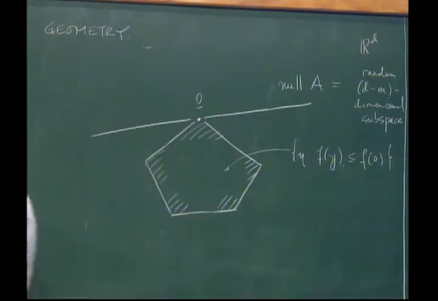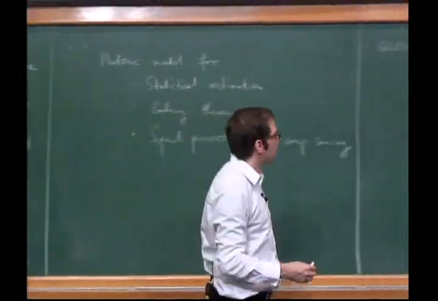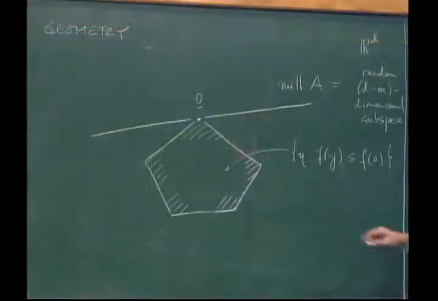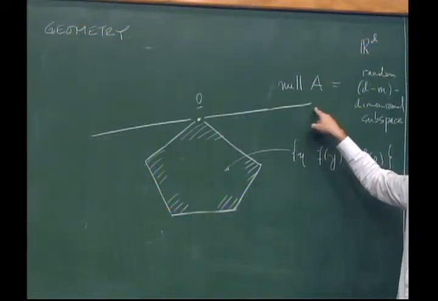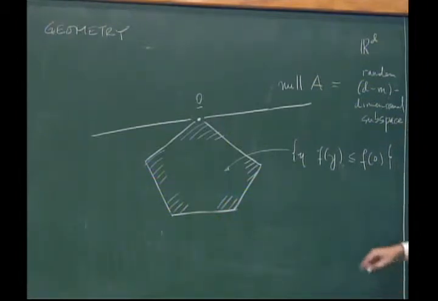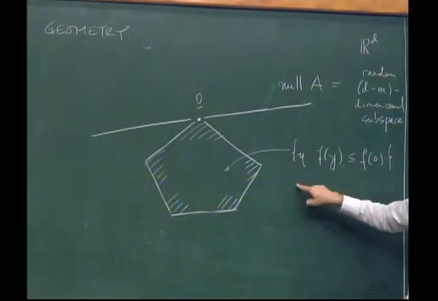But we also have to enforce the constraint that the image of x under A is equal to 0. In other words, x belongs to the null space of A. And that also constrains x to lie in this random subspace. And so the optimality condition for this problem is that 0 is a unique solution if and only if the null space of A intersects this sublevel set trivially.